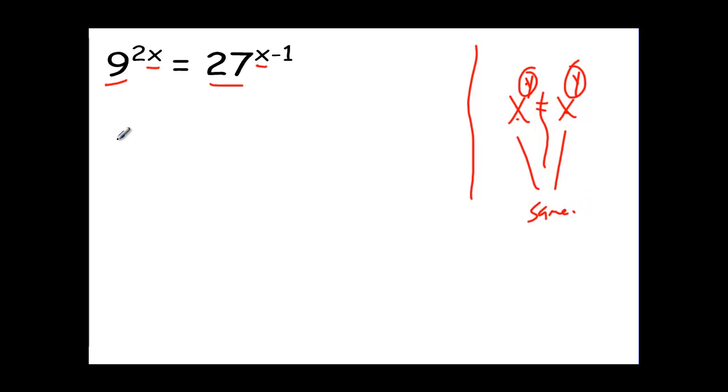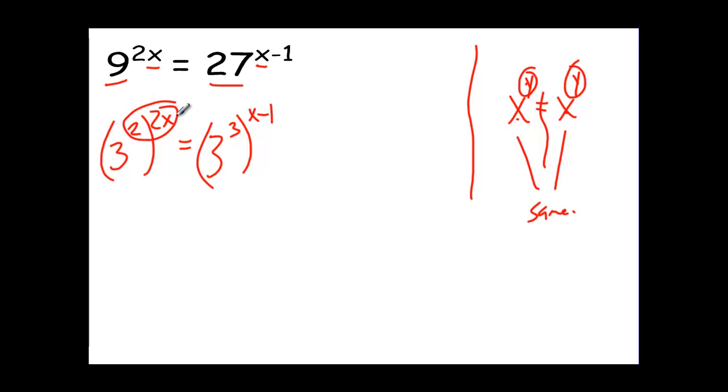I'm going to convert 9 to 3 squared, and again this is to the 2x power, and 27 is 3 cubed. And again, that's to the x minus 1 power. And what we saw before is we want to then do power to a power and multiply those exponents. This is 3 to the 4x is equal to 3 to the 3x minus 3. All I'll do is distribute that 3 times x minus 1.